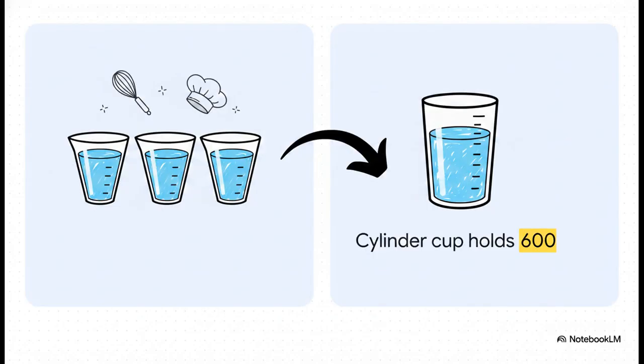Or think about a baker working with measuring cups. If their cone-shaped cup holds 200 cubic centimeters, we instantly know that a cylinder-shaped cup of the exact same size holds 600. This is the absolute beauty of proportional math. You don't need a ruler, you don't need a calculator, you don't even need the actual measurements, because you know the relationship, you just work backward or forward.